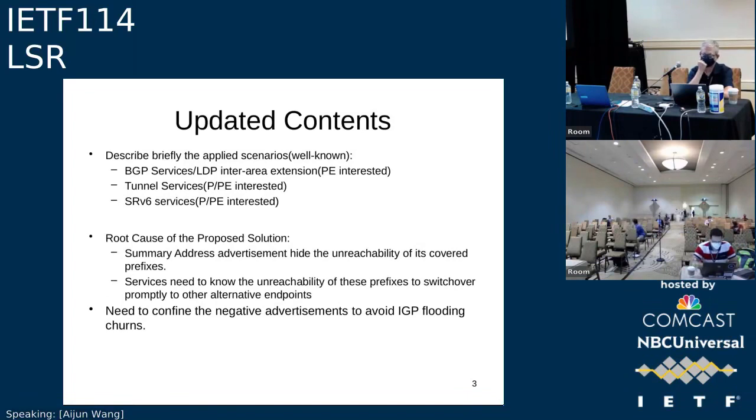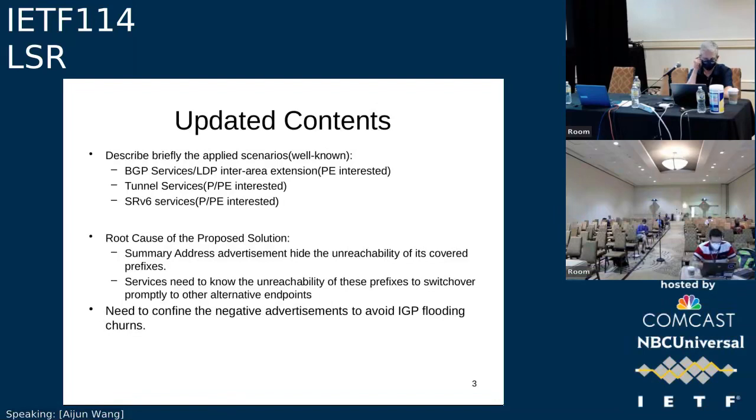So we think the BFD-based solution and the other solutions are not sufficient for the problem. We think the IGP-based solution may be more suitable. The root cause of the proposed solution is the following. The summary address advertisement hides the unnecessary unreachability of its covered prefix, but services based on the detailed specific prefix need to know the unreachability of this prefix to switch over promptly to another alternative endpoint. This is the root cause of the proposed solution.